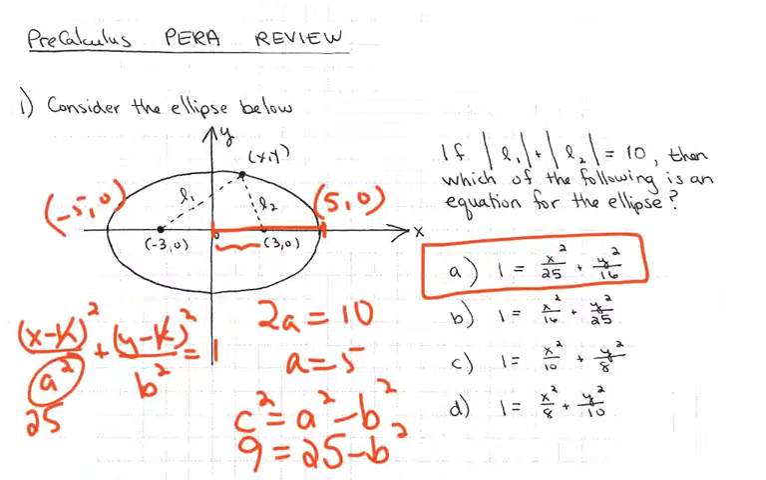So one of the things you could have done is you could have looked at how the ellipse was elongated and the fact that the foci were on the x-axis. That automatically meant that these two could not be the right answer because the bigger number needs to be under x and not y.